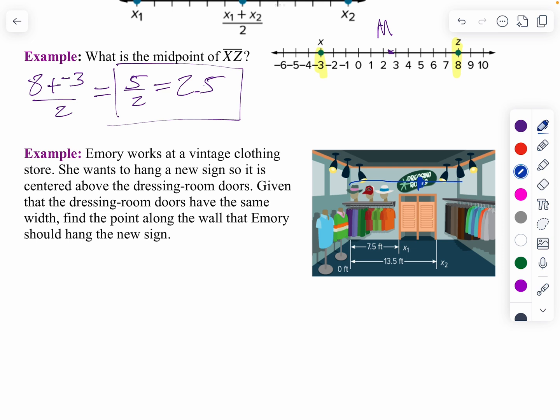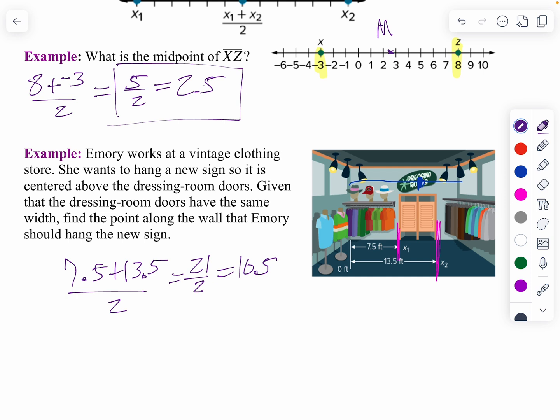Well, notice my doors, they start at 7.5, don't they? And they end at 13.5. So I'm going to find the average of those two numbers. I'm going to say 7.5 plus 13.5, and I'll divide that by 2. Well, 7.5 plus 13.5, notice that's 21. I'll divide that by 2. It's 10.5. Now, it's an application problem, so make sure we give context to this and don't just write 10.5.